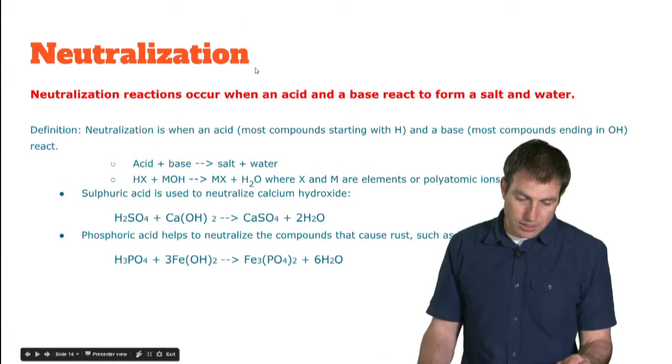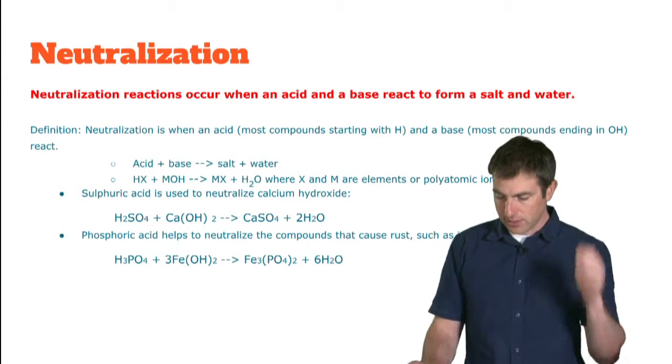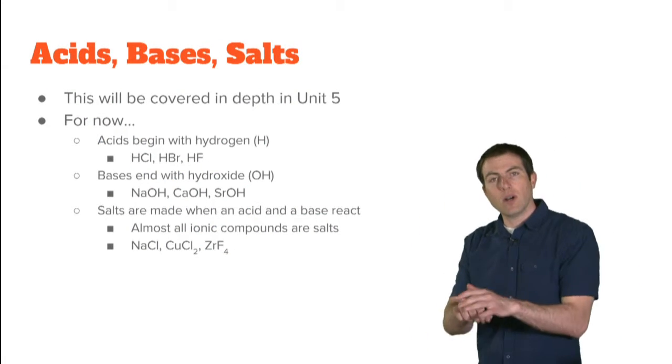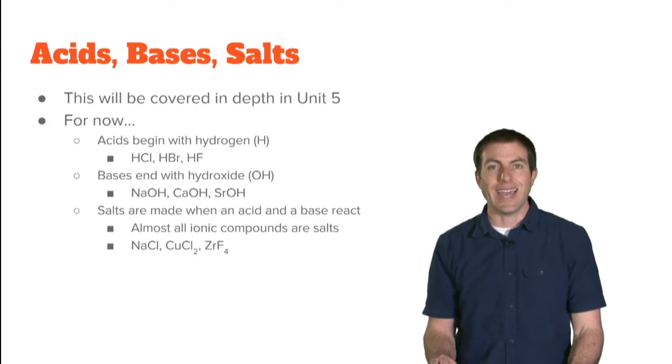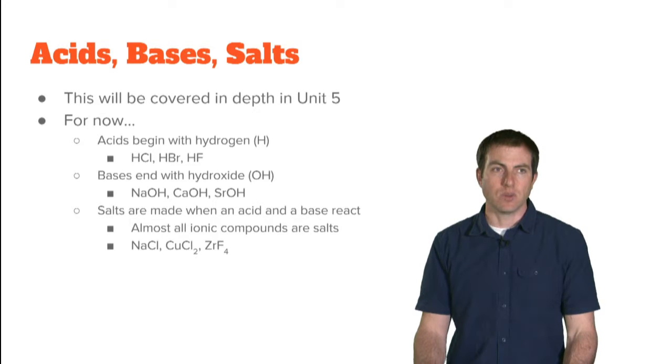So phosphoric acid helps to neutralize compounds that cause rust, such as iron(II) hydroxide. So we can use science to do these types of experiments. So obviously we haven't talked about this. We'll spend a whole chapter talking about acids and bases, and you'll be experts at them by the end of Unit 5. But for now, an acid begins with H.